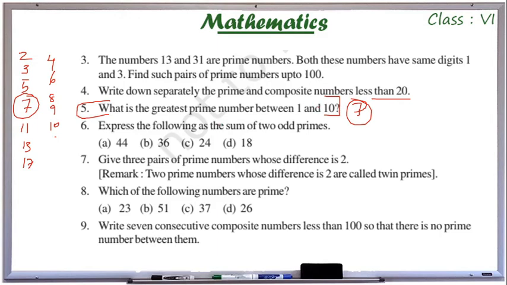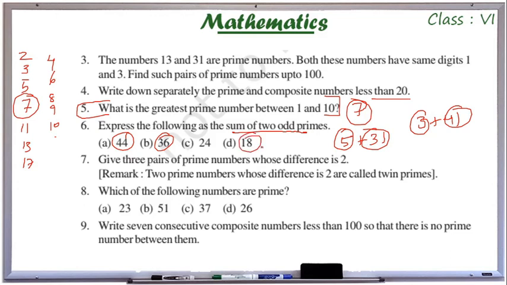Then coming to the sixth question: express the following as the sum of odd primes. So 44 I can express as 3 plus 41. 3 is a prime number, 41 is also a prime number. And 36 I can express as 5 plus 31. 5 is a prime and 31 is a prime. So I have to express the following numbers as the sum of two odd prime numbers. Also, for example, 18 I can express as 5 plus 13.